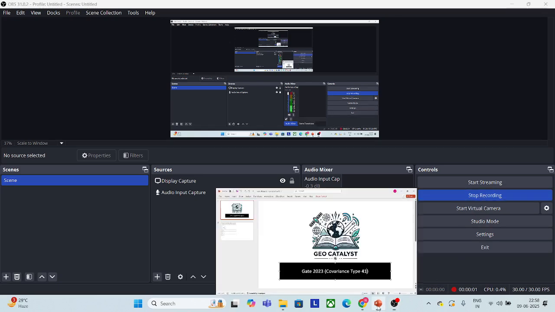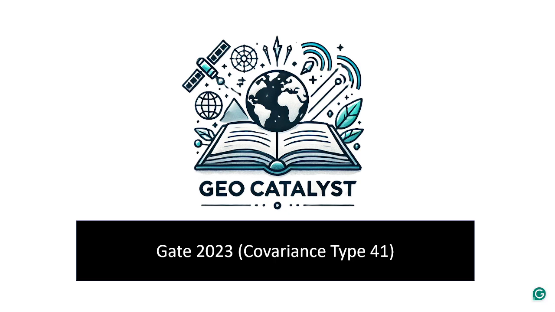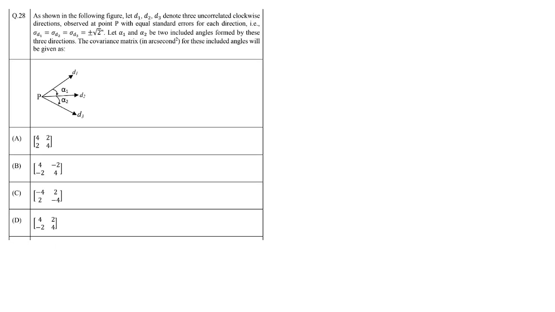Welcome everyone. Today in GATE series of numericals, we'll be seeing a question on covariance which came in GATE 2023, and the question number was 28.